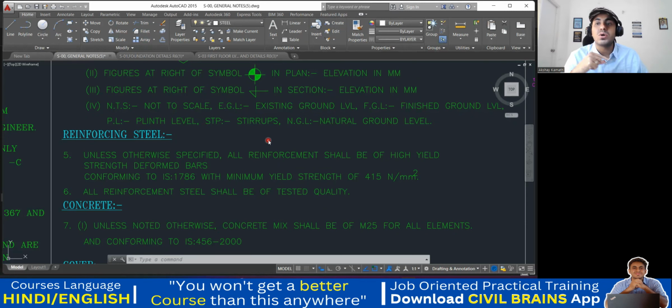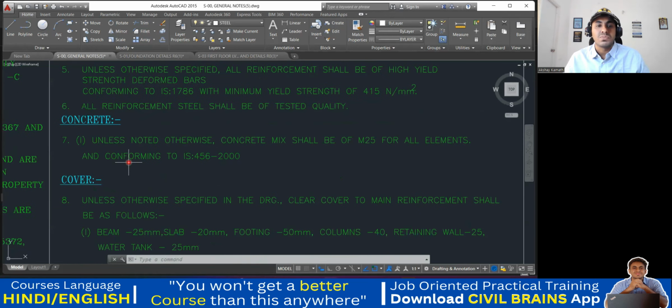I'll also check what is the carbon content present in that. I'll check what is the elongation percentage in that. I'll do the bend and rebend test. That means I'll try to bend that rebar and then rebend it, so let me check if there are any cracks forming in that or not. So there are many tests which we need to conduct. And once it passes all the tests, only then I'll use that particular rebar for the construction. So that is why it's telling steel shall be of tested quality.